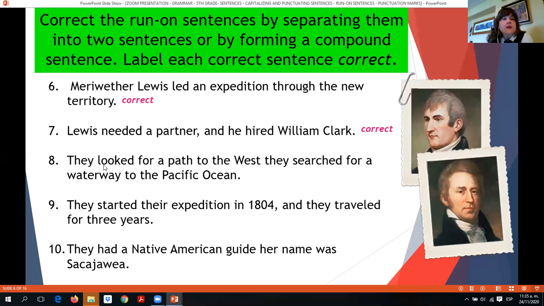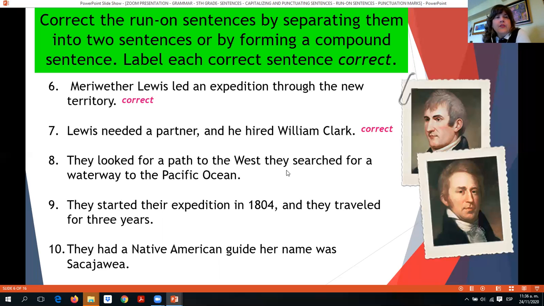Number 8, they looked for a path to the west. They searched for a waterway to the Pacific Ocean. Here we have two ideas. The first one is they looked for a path to the west. And we have a second idea, which is they searched for a waterway to the Pacific Ocean. They are not joined by commas and words like or, and, or but. And this should be written as two separate sentences or a compound sentence.